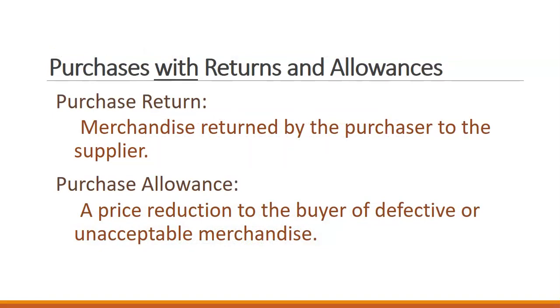Purchases with return and allowance. We have a purchase return, which is when we return an item because we no longer want it. So a purchase return is when we just send something back. A purchase allowance is a price reduction for defective or unacceptable merchandise. So in a purchase allowance, that would be when they say, why don't you just keep the item, but we'll refund you part of your money. If you're willing to accept that, then that is a purchase allowance. If you want to return the item for full credit, that is a purchase return.